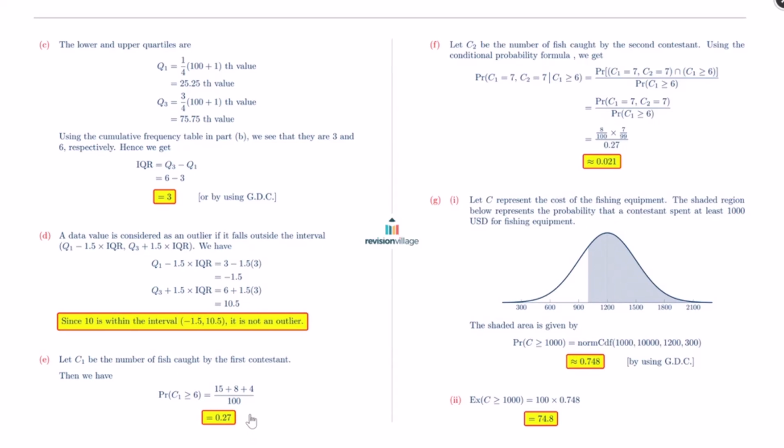So about 27% chance that by choosing one person out of the 100, you'll select someone who caught 6 fish or more. So not a great probability, but also a decent 27% chance. Somewhat likely. If you pick 4 people, you'd probably have one that caught 6 or more. But okay, that is the answer to part E.